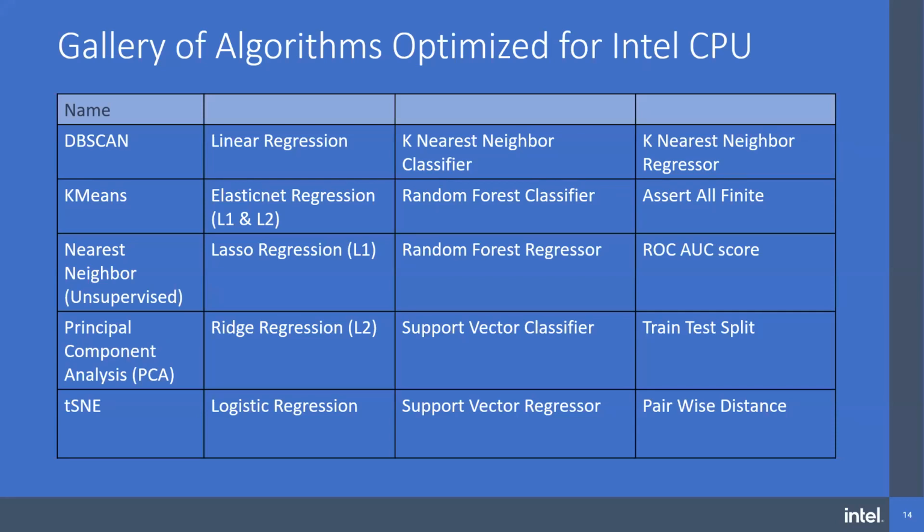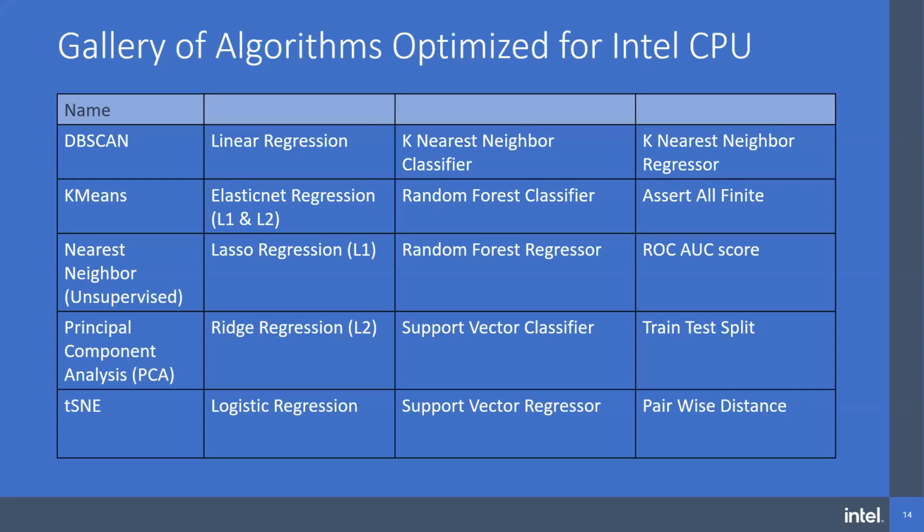K-nearest neighbor, both the classifier and the regressor. The random forest classifier and the regressor, the support vector classifier and regressor. So these are support vector machine type applications. And then some of the routines that are more utilitarian in nature, like assert_all_finite. You take a NumPy array, an ndarray, and you want to determine that everything in there is finite, there are no NaNs or whatever. Well, then we have an accelerated way to report that and get that done quickly.